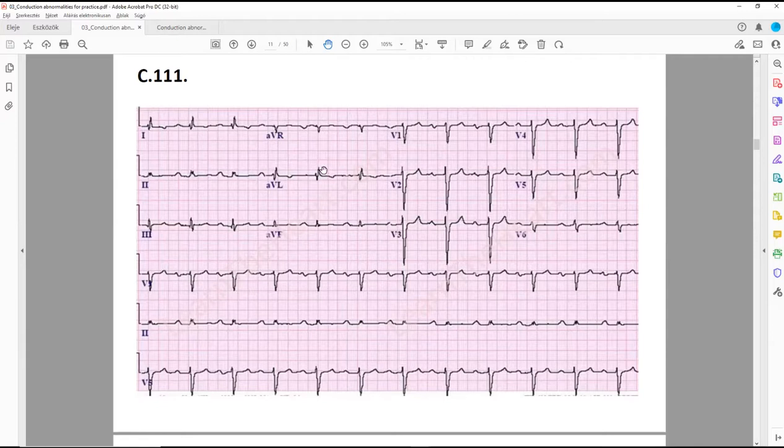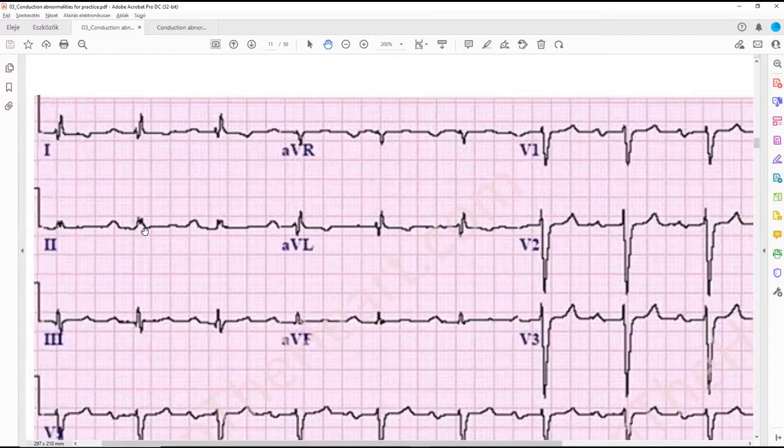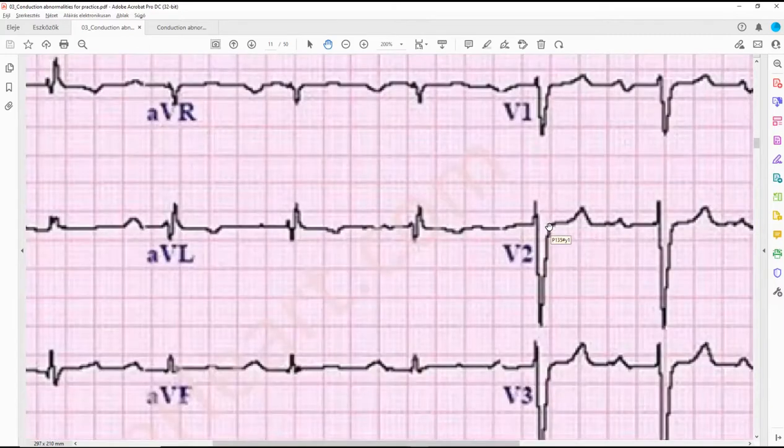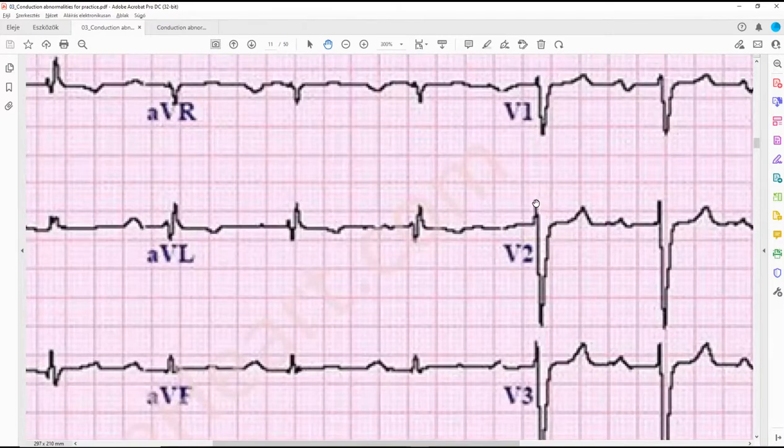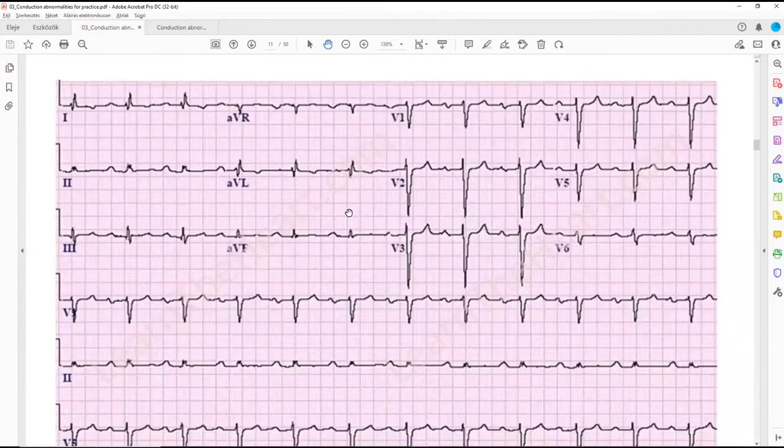And if we use the quadrant version, then lead one and AVF are both positive, so it's within normal axis. Yes. Now, what about the width of the QRS? How wide the QRS is? Oh, sorry. 1, 2, 3, almost 3.5, 4 millimeters. So that's wide. It's at least 0.12 seconds. So the QRS is wide.